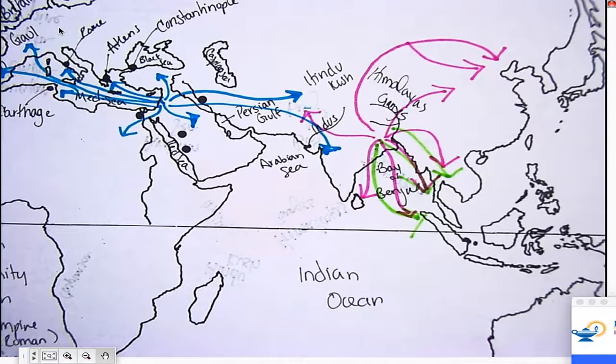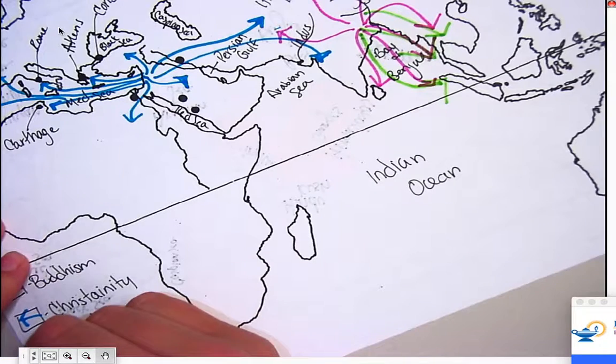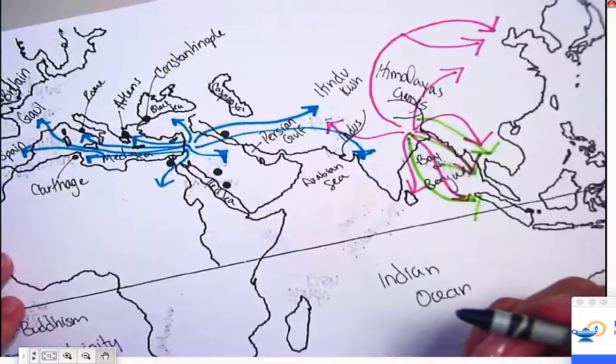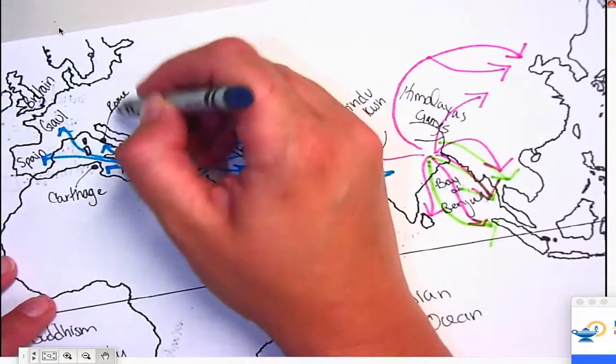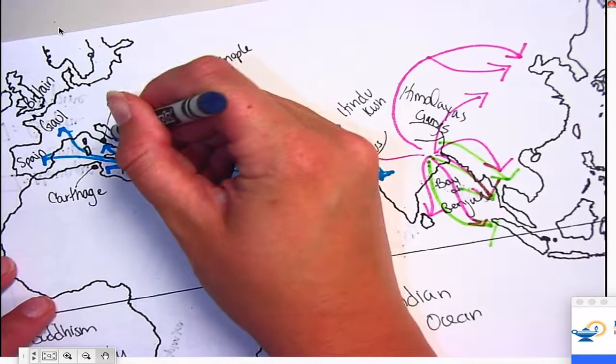Okay, and now I'm going to color in my room. For my Eastern Empire, I'm going to use this pretty blue color. All right, so my Eastern Empire is going to be divided here.